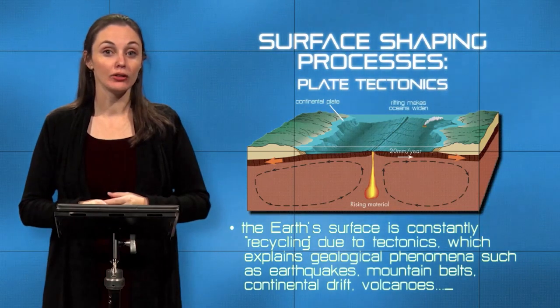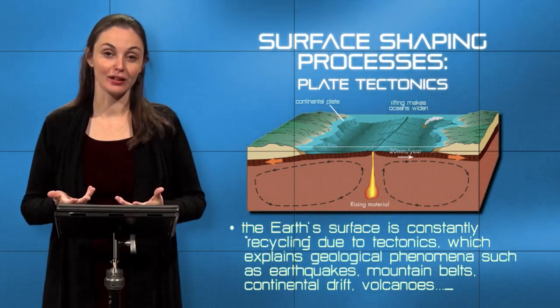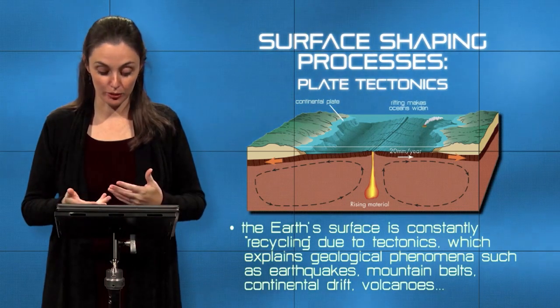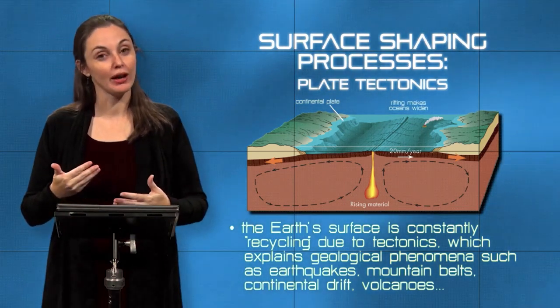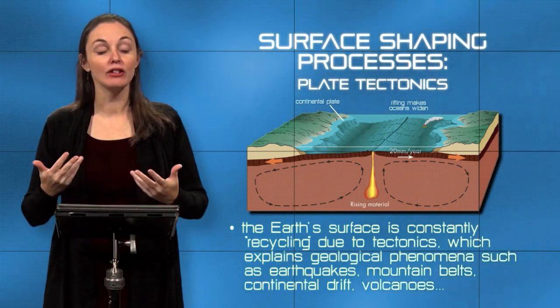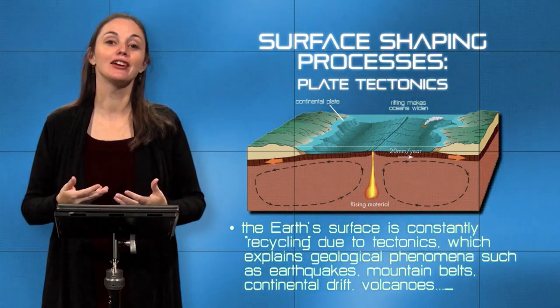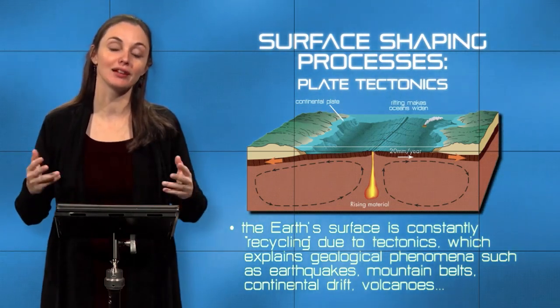So what we know about the surface of the Earth is that it does have an active plate tectonic cycle, and that's a really important part of why we don't see the impact cratering from billions of years ago. The evidence, essentially, the impact craters themselves, have been recycled away in this big game of plate tectonics.